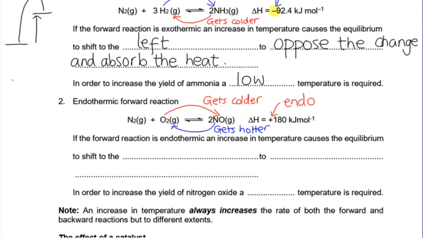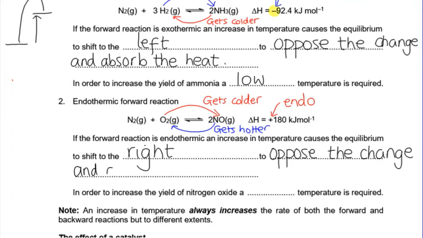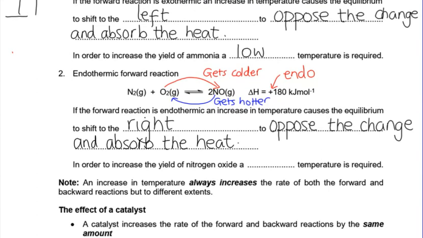So if the forward reaction is endo, an increase in temperature will cause the equilibrium to shift to cool it down. Because you're heating it up, it's taking its coat off and getting cool. So it's going to shift to the right. And we have to explain using Le Chatelier's principle, so to oppose the change. When we heat it up, we need to absorb heat. We need to absorb the heat that we've released into the environment. Therefore, if we want a good yield, we want to heat it up, so we use higher temperatures.